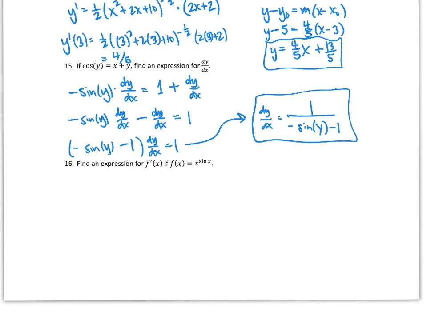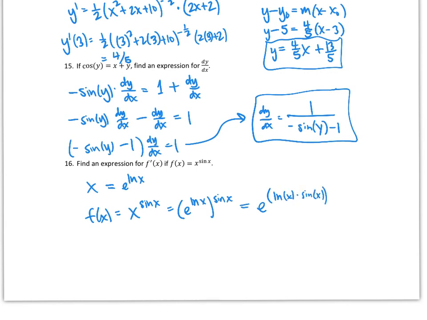So the technique here is to think of x as e to the natural log of x. That's true just based on properties of exponents. So our f of x here, rather than thinking of it as x to the sine of x, we think of it as e to the natural log of x, all raised to the sine of x. And the advantage of doing that is now our function looks like e to the natural log of x times the sine of x, and now we can just use the chain rule.